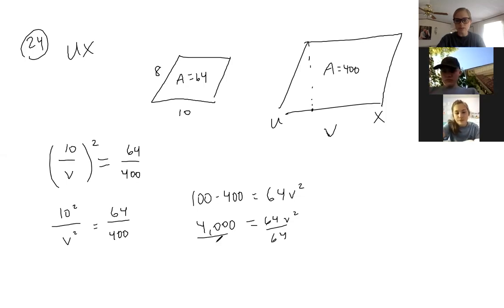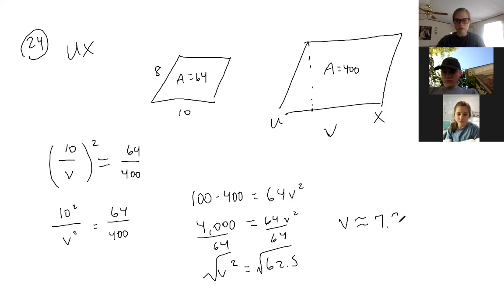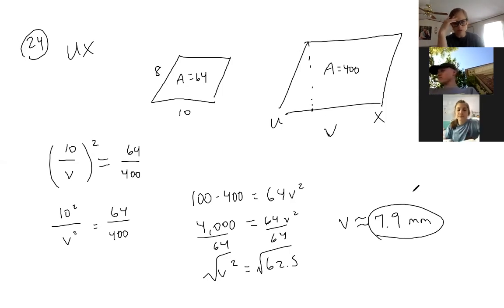Divide both sides by 64. 4,000 divided by 64 is 62.5. And what's the square root of 62.5? So side V would be about 7.9, and we're talking about millimeters. What did I do? They're frustrating.